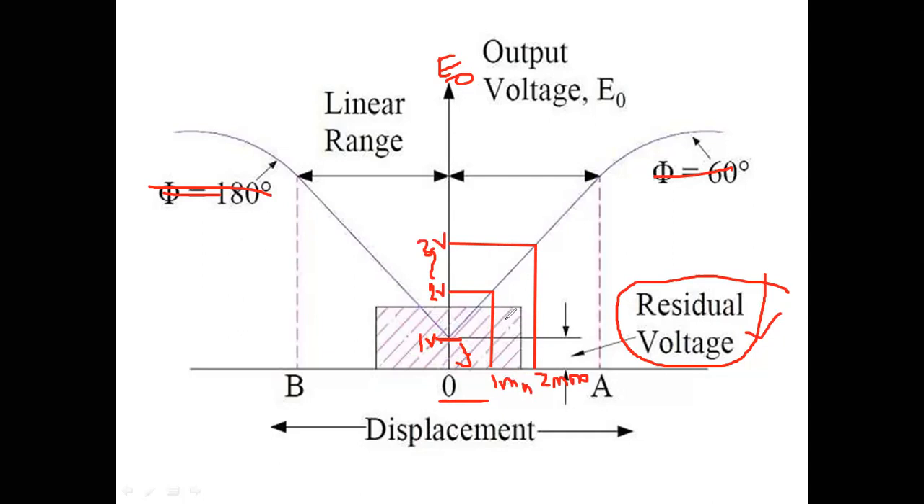At 1 mm I should get 1 volt, at 2 mm I should get 2 volts. But I am getting 2 volts at 1 mm, 3 volts at 2 mm, 4 volts at 3 mm, like this. Why? Because there is a 1 volt error here. This correction factor I have to apply everywhere throughout the readings. This is called residual voltage, or zero error. Why? Because of misplacement of core position.